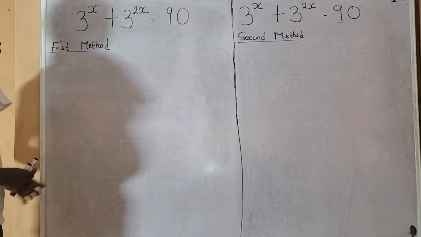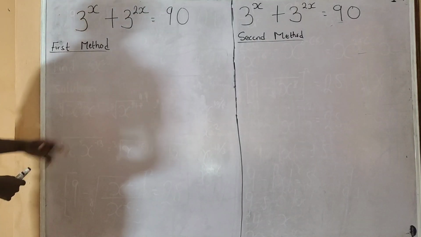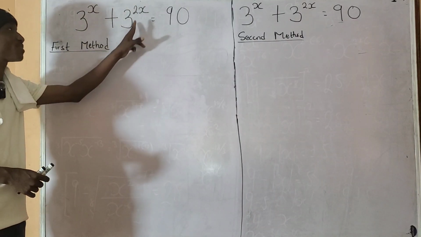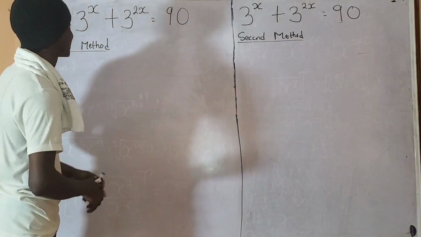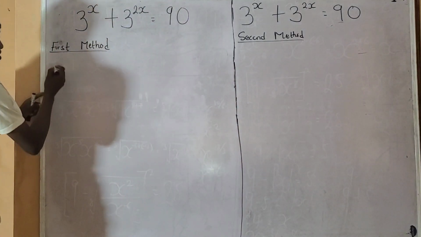The goal here is to find the value of x in 3 raised to the power of x plus 3 raised to the power of 2x equals 90. Okay, let's start with the first method.